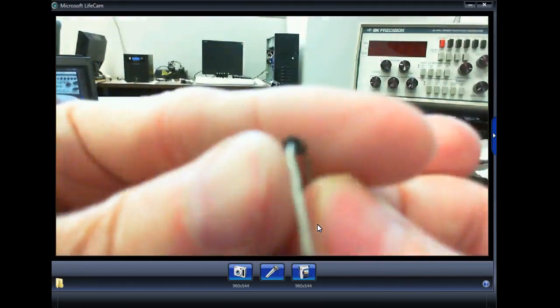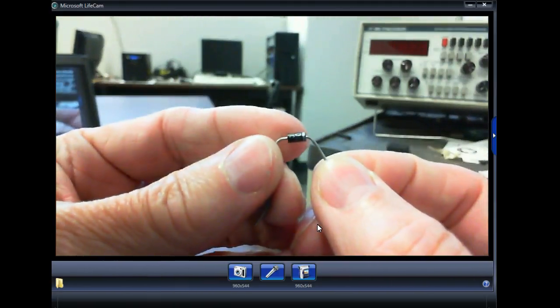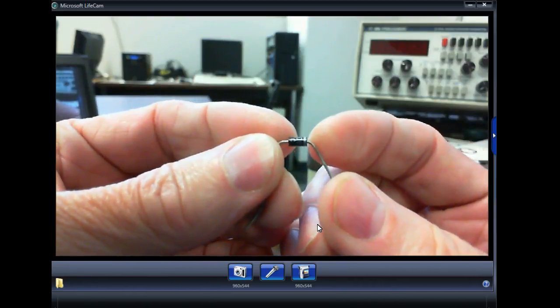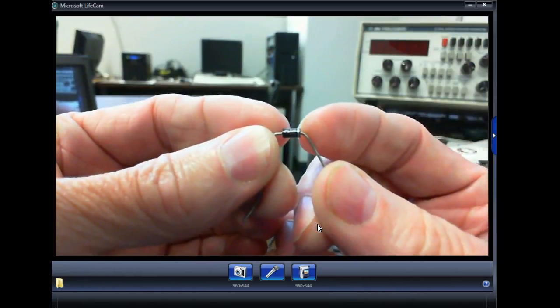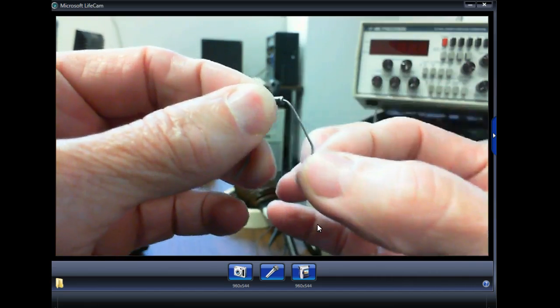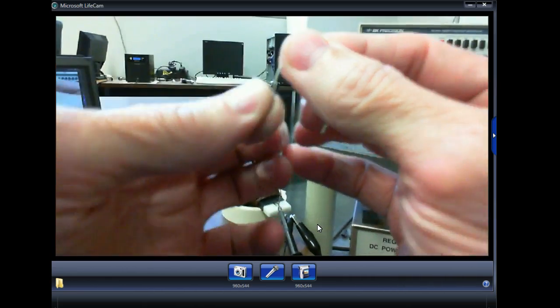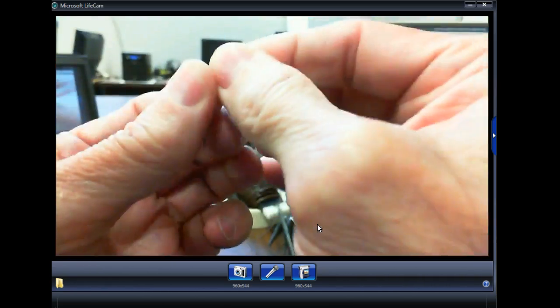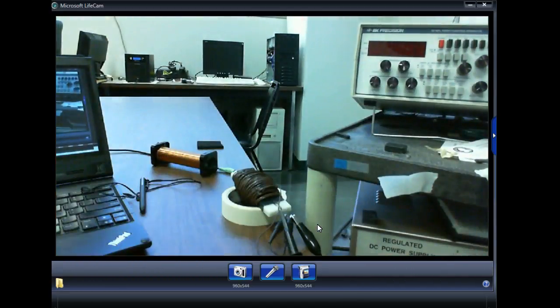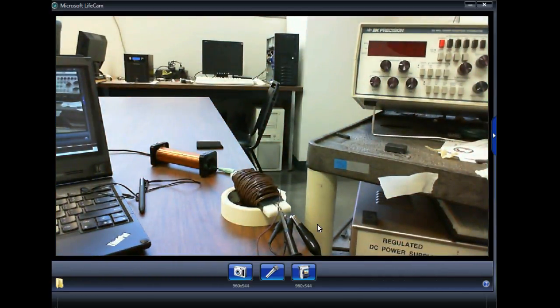So what they do is, can y'all see the band? The band end identifies this lead as the cathode, and this lead right here will be the anode. And this is pretty standard. Bar on the side.